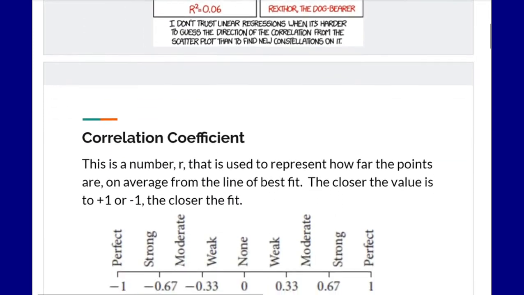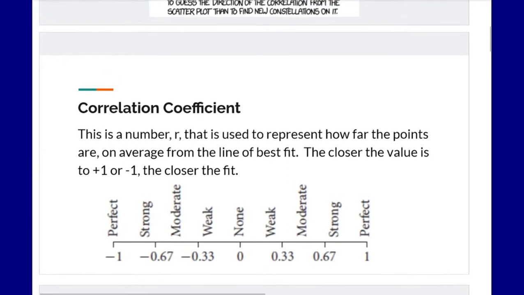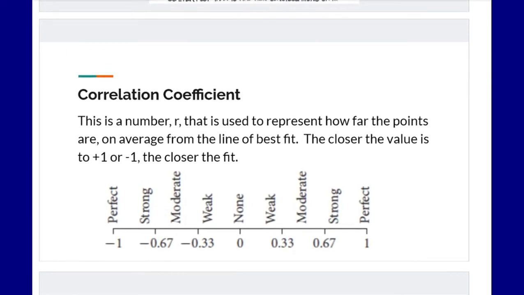When we create a line of best fit, there is something that gets attached to it, and that would be a correlation coefficient. This is a number that we usually identify by R that is used to represent how far the points are on average from the line of best fit. The closer the value is to +1 or -1, the closer the fit. So basically, the more accurately we could say that there is a relationship between these two values.